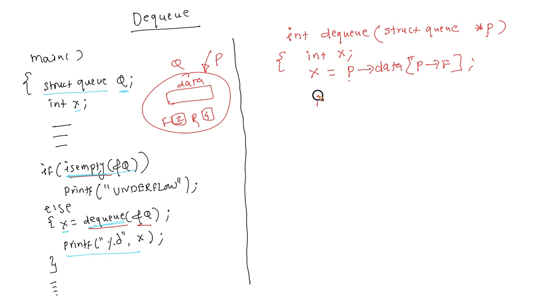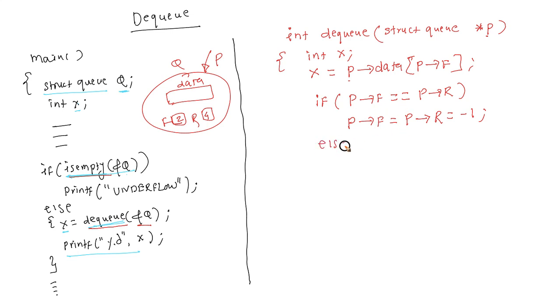How will I check that? Simply I'll check the value of f and r. If they are same, the element which I just removed was the only element. If p arrow f is equal to p arrow r, if they are same, that means I just removed the only element in the queue. The queue must have become empty, so I should set f and r to -1, right? So I should say p arrow f equal to, this is assignment actually, this is assignment and this is comparison. P arrow f equal to, or assign, p arrow r equal to -1, right?